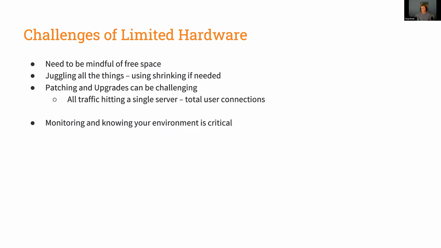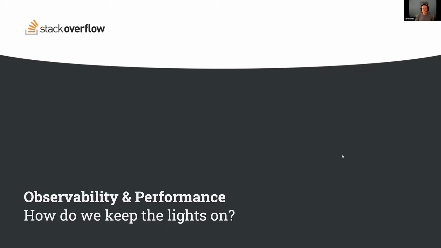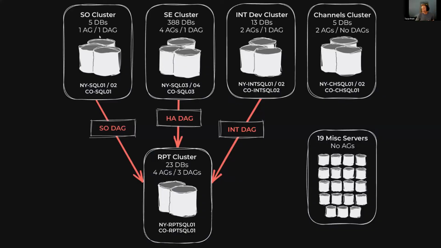Patching and upgrades can be really, really difficult when you don't have a lot of hardware, because when you only have like a 3-node cluster, you've got a primary and a secondary, and you need to patch the primary, and you fail over to a secondary, you've got all of your traffic going to one server. So things that you have to consider are user connections and the load and all of that stuff when you are patching.